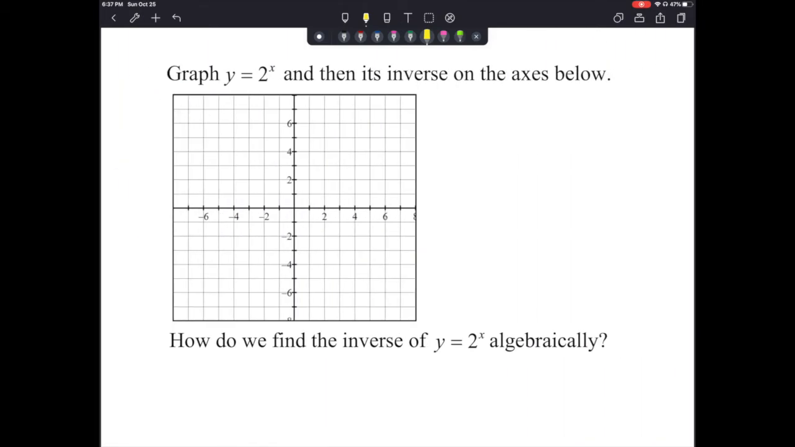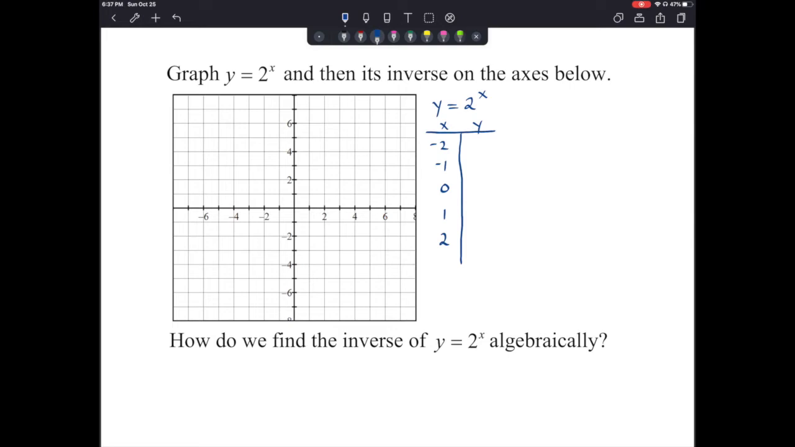Starting out, let's graph y equals 2 to the power of x and then its inverse on the axes below. I'm going to graph my y equals 2 to the power of x in blue so it stands out. This is an exponential function. Got our x's and our y's. I'm just going to make a table, throw in some input values, and then we'll pull out our output values.